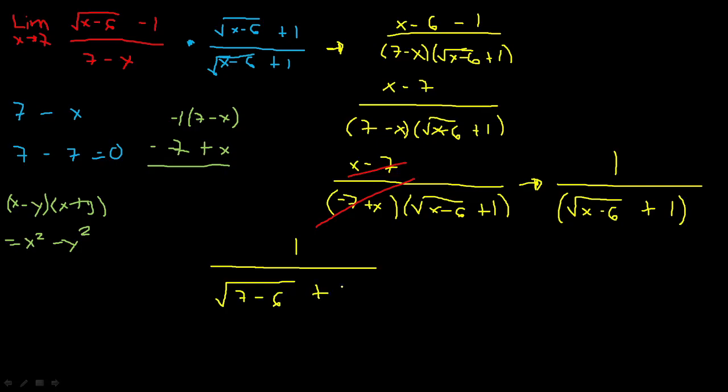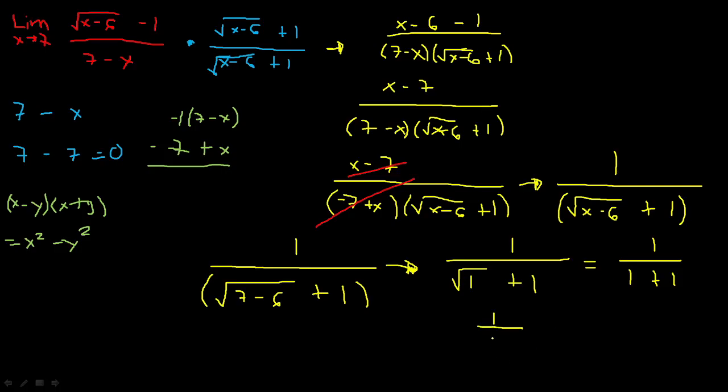minus 6 plus 1. Ayan. So, square root of 7 minus 6. 1, ma'am. Ay, tama. Yes, 1. So, square root of 7 minus 6 ay 1 plus 1, di ba? So, 1 over square root of 1 ay 1 plus 1. And then, 1 over 1 plus 1 ay 2.